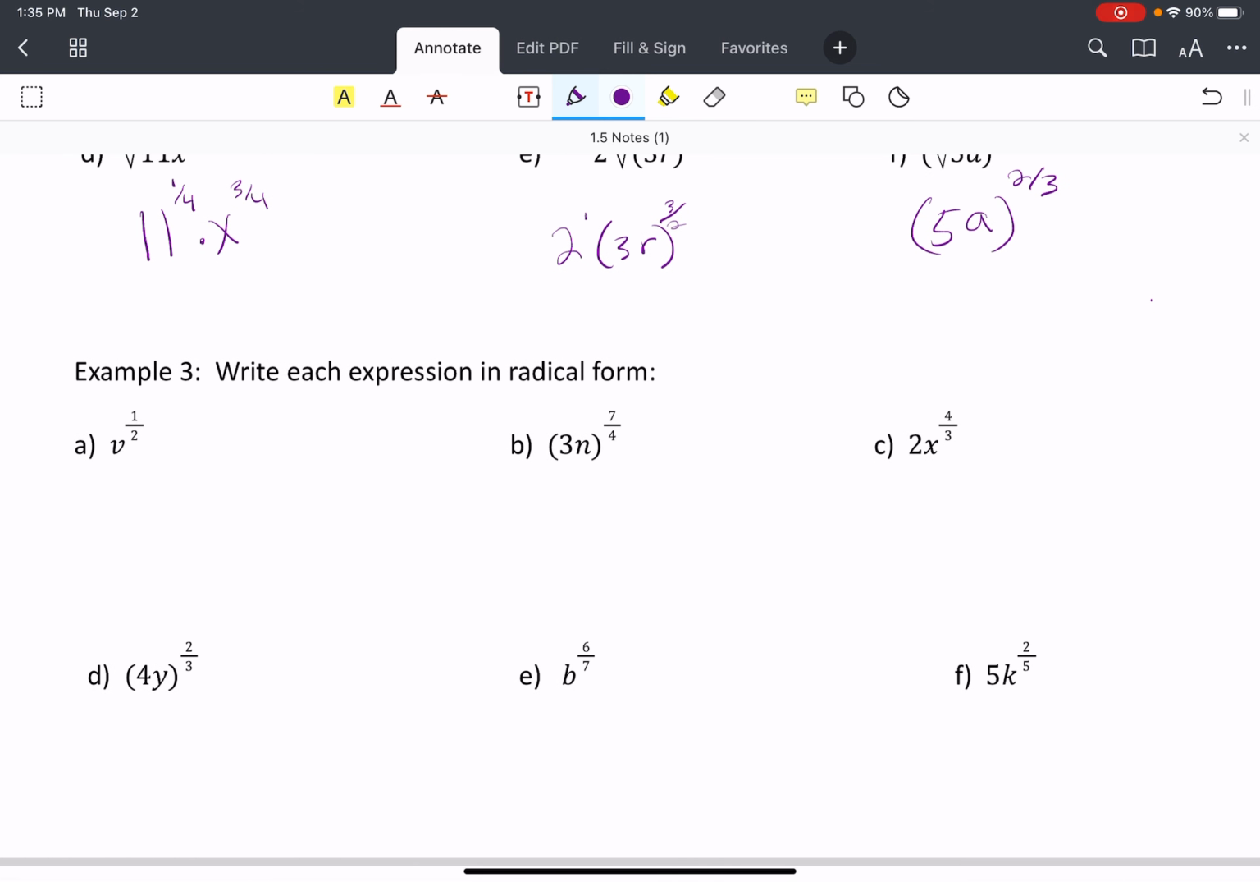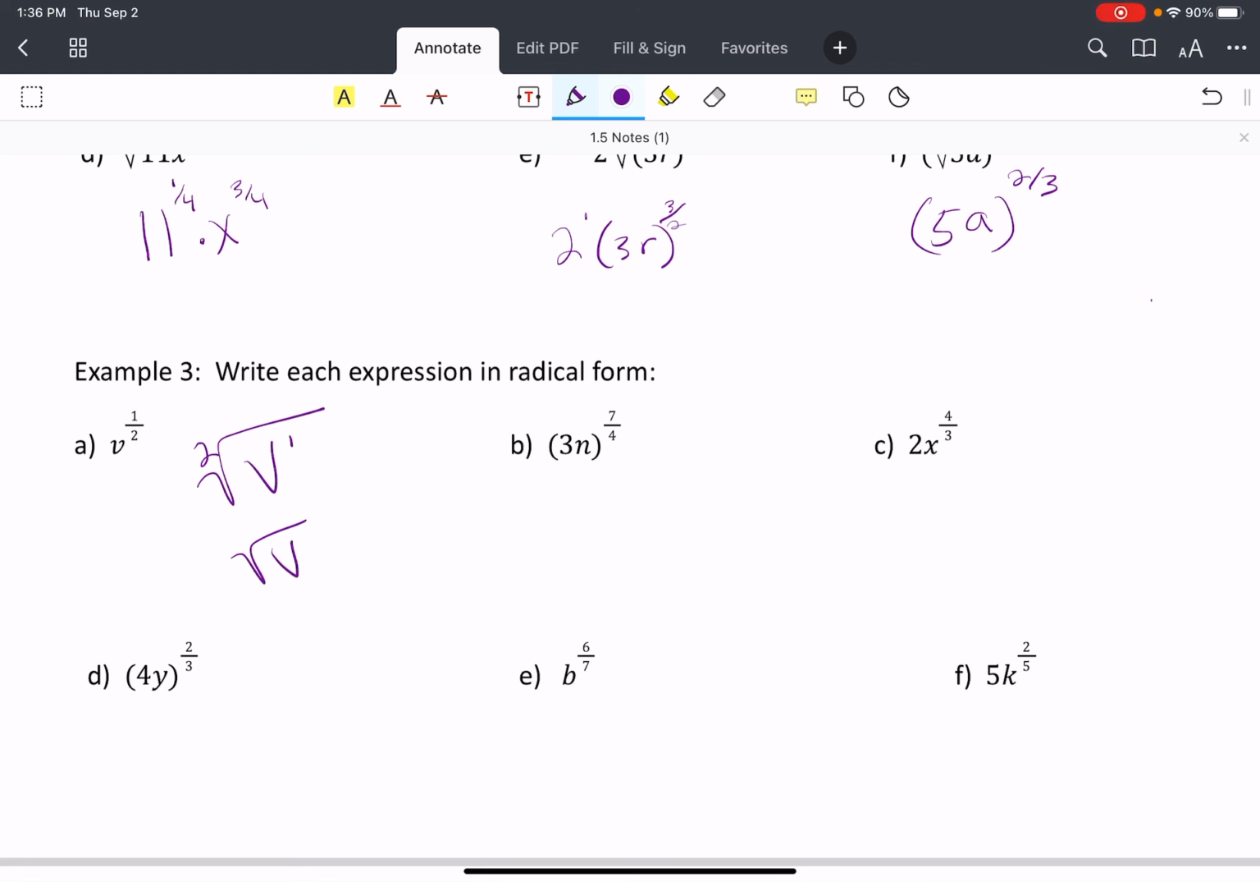Okay? So this one, the denominator is the radical. So this would be like the second root of v to the first, or square root of v. Because for exponents, the 1 is invisible, and for radicals, the 2 is invisible. Okay?